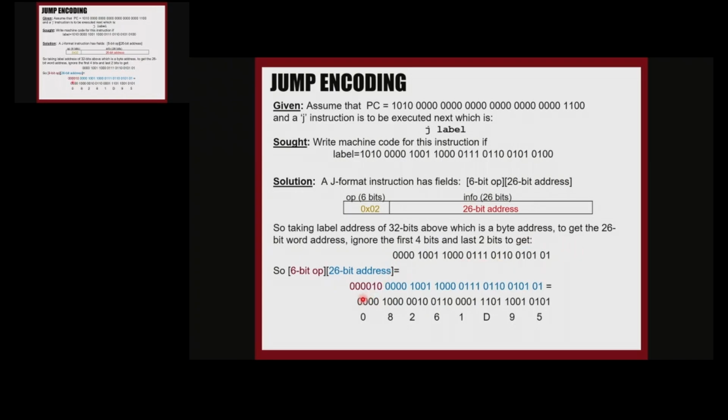Opcode, you can find it from the reference sheet again. So this is the opcode for jump. Does that make sense? It's a pretty straightforward thing to do. You find the target address, you get rid of the most significant 4 bits and the least significant 2 bits, and you have 26 bits, you just put it in the constant field in the jump, J-type instruction.